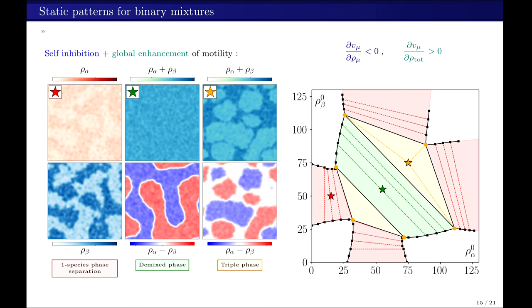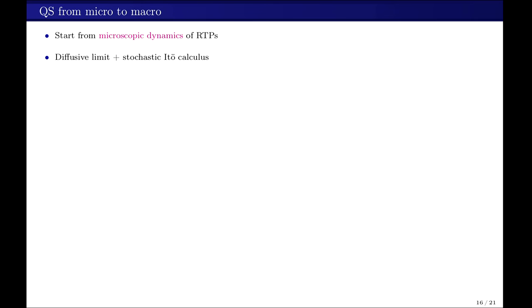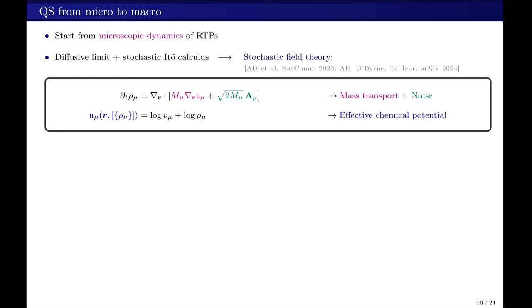So here, the static phenomenology is very rich, at least it's quite rich, and we want to understand it starting from the microscopic theory. That's our goal. So, same as before, we start from the microscopics, we do the coarse graining, which corresponds to taking a diffusive limit and doing some Itô calculus, and we end up with a stochastic field theory that has this form here. There is a mass transport term, as before, the gradient of some chemical potential, and there are fluctuations. And this effective chemical potential takes into account the log of the cell propulsion speed and the log of the density. Right. So now that we have this field theory, we would like to squeeze something out of that.